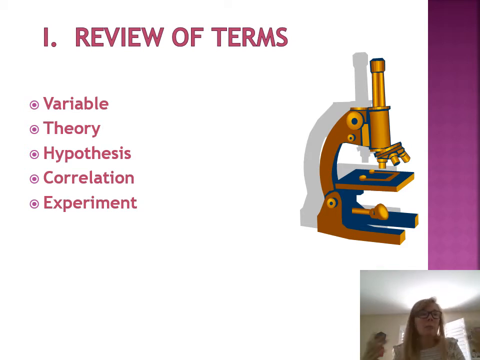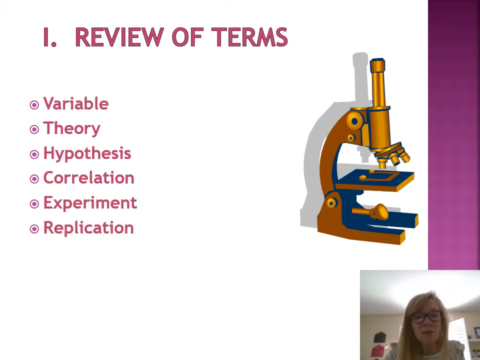Now, you might be familiar with experiments and that they have independent variables and dependent variables, and then they have variables that are controlled and so on. We're going to be learning more about that. But the defining trait of an experiment is that it meets certain requirements that allow you to draw cause and effect conclusions. Okay, and then the last is replication.